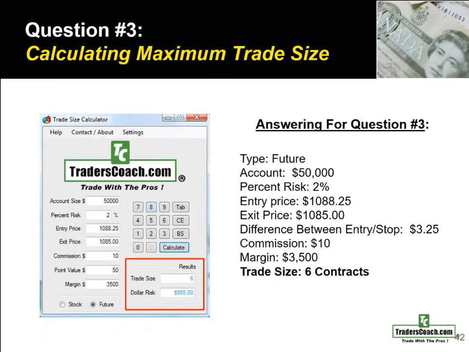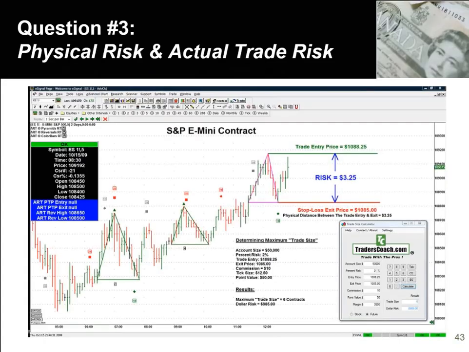Very good. Okay. Well, I got a sharp group here. Everybody's getting the answers even before I give you the answers. That's pretty good. All right. So let's move on here. And here's just the example of that one visually, so you can actually see the chart. Okay. Here's the $3 raw risk between the entry and the exit and the variables.